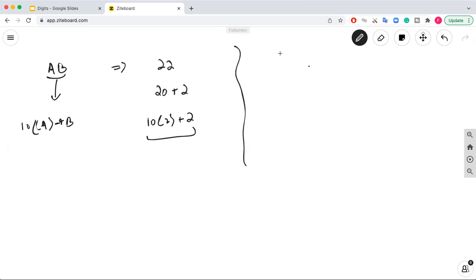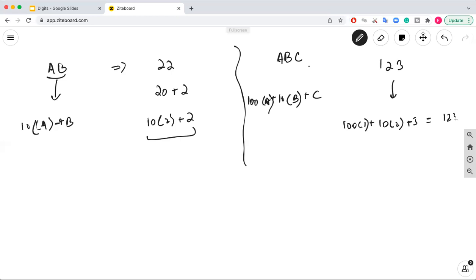For example, if you have a 3-digit integer ABC, the first one is the unit digit C, the second one is the tens digit, which we can write as 10 into B, and the third one is the hundreds digit, which we can write as 100 into A. For example, we have 123. I can write this as 3 plus 10 into 2 plus 100 into 1. The result will be the same, 123.